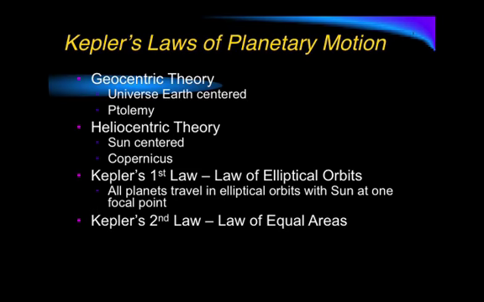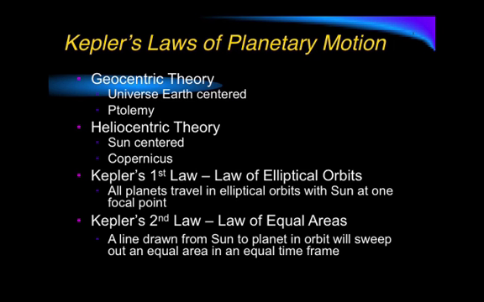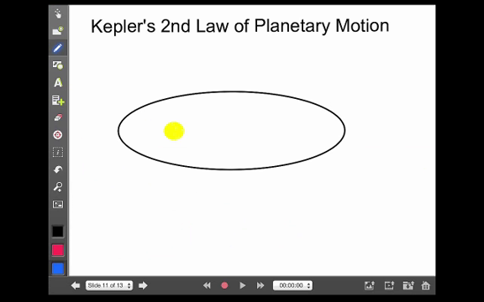Kepler's second law, called the law of equal areas. This is a little bit of a confusing one when you hear it written out. It says this: a line drawn from the Sun to a planet in orbit will sweep out equal areas in equal time frames. Now, what does that mean? Well, what Kepler was saying is that if I had a planet located right here in its orbit around the Sun, and I drew a line from the Sun to that planet, and then I wait a certain amount of time, well, because the planet is close to the Sun, it's going to move fast, and maybe after my time it gets to here. And now what it means is that this line here has carved out a certain area.